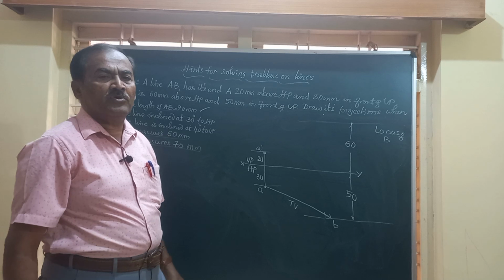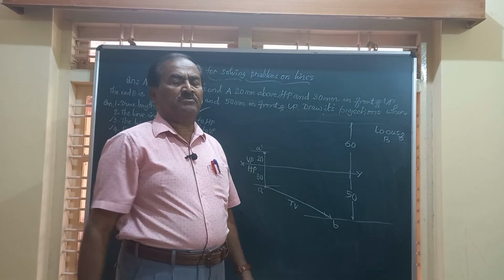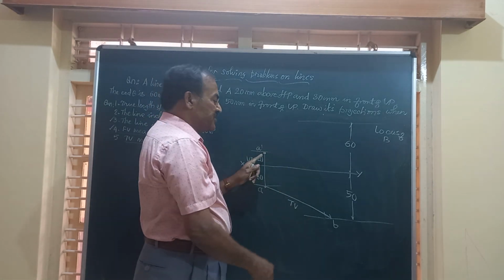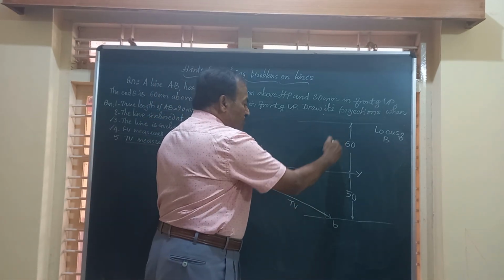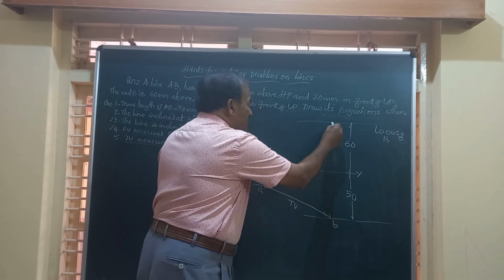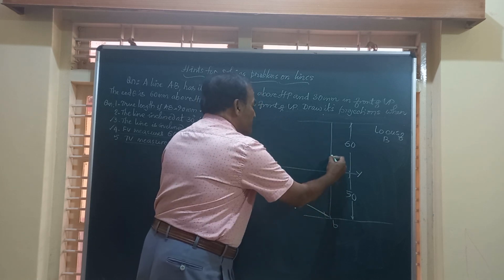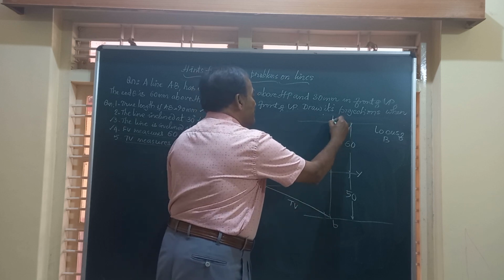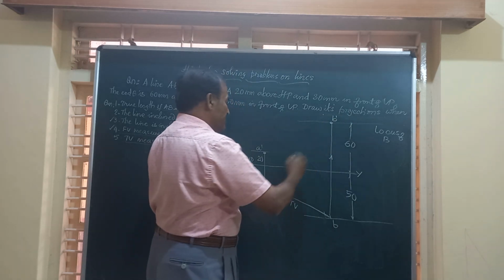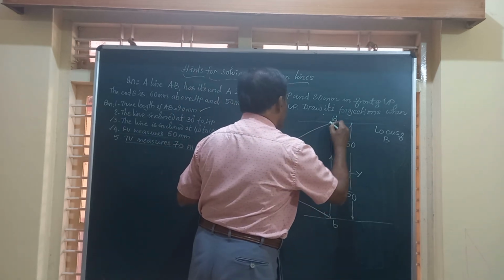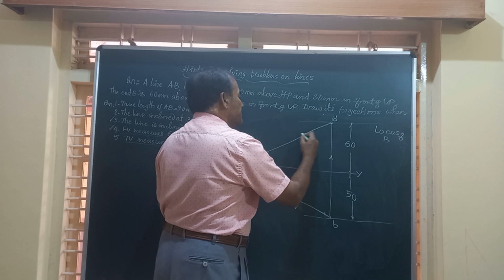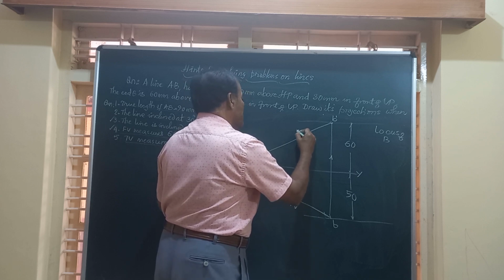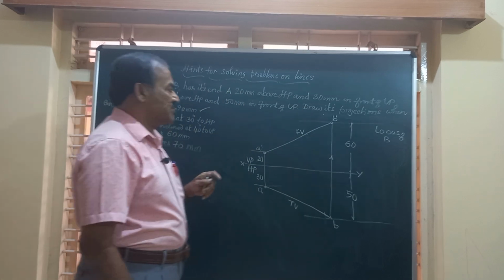How to get the front view? Front view is represented by A dash B dash. We already have got A dash. I should get B dash. B dash lies on this locus, and that can be obtained by drawing a vertical line through this end B. So this point will give you B dash. Friends, if you join A dash and B dash, A dash B dash represents the front view of the line. So the front view of the line is got.